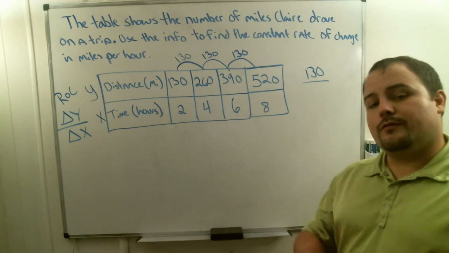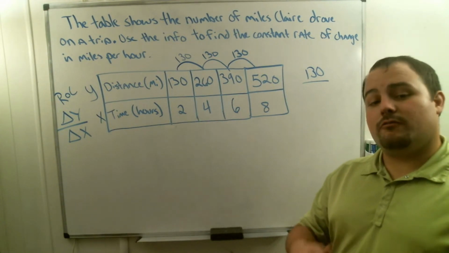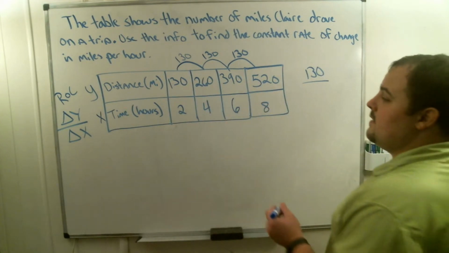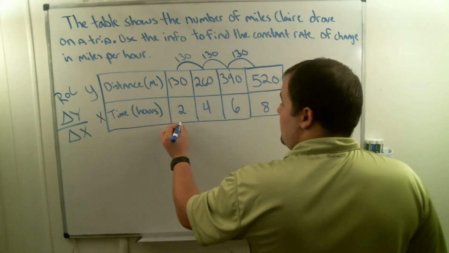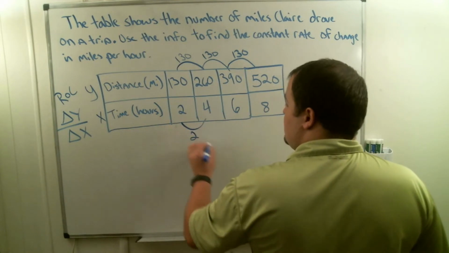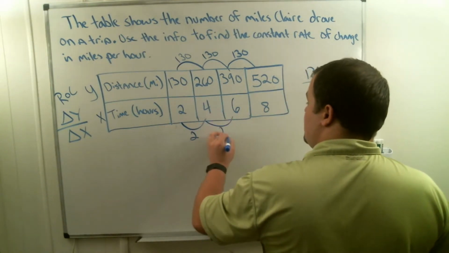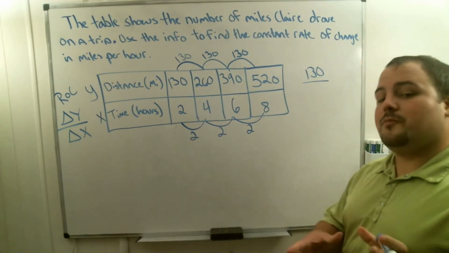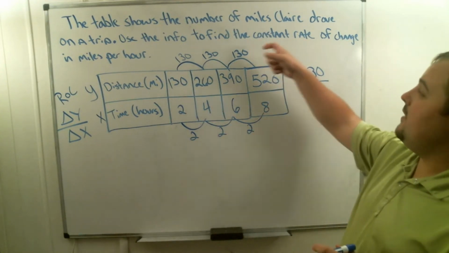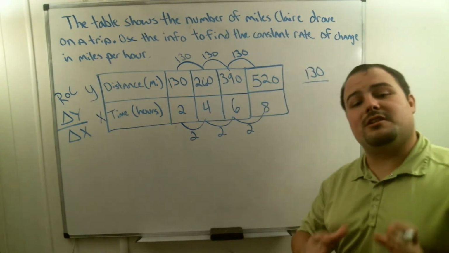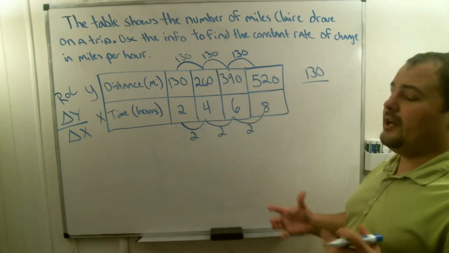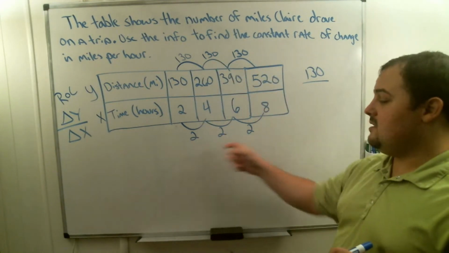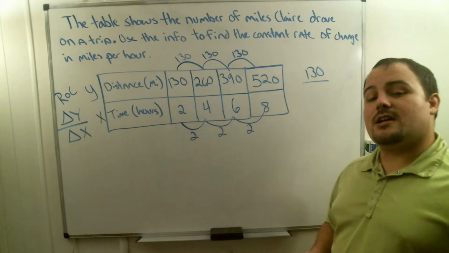Now, all I got to do is find the change in x. Because, again, rate of change is the change in y divided by the change in x. So I look, it's going from 2 to 4, that's a change of 2. 4 to 6, change of 2. And 6 to 8, change of 2. And as they stated in the beginning of the problem, they said find the constant rate of change. So they told us that this is a constant rate of change. Well, now looking at it, I agree with them. It's 130 on top every time, and it's 2 on bottom every time. So it is a constant rate of change.